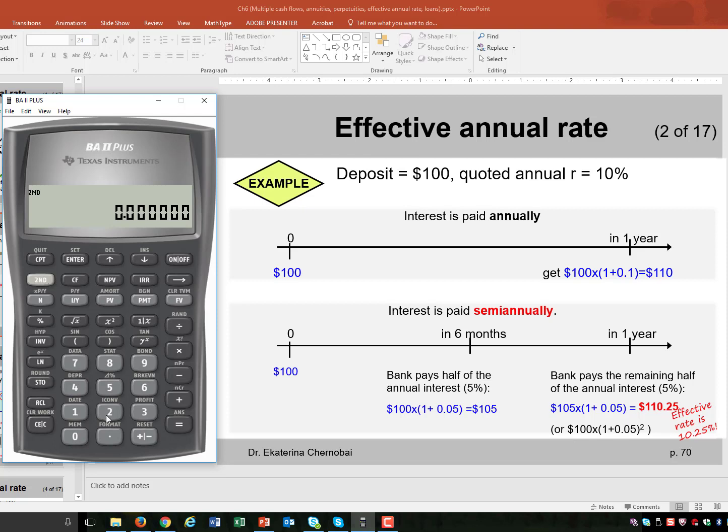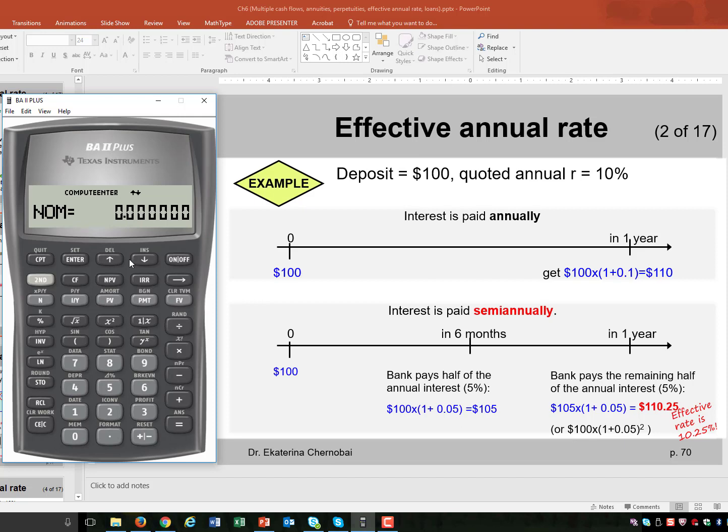Second, 2. It brings up the text in the second row. That's what the key second really means. What does it say in the second row, right above the key with the number 2 in it? It says ICONV, which stands for interest conversion. So we want to convert our interest from the stated interest rate or the quoted interest rate to the effective rate.